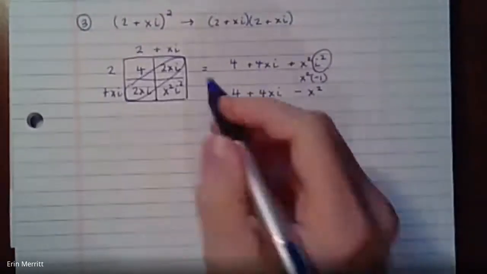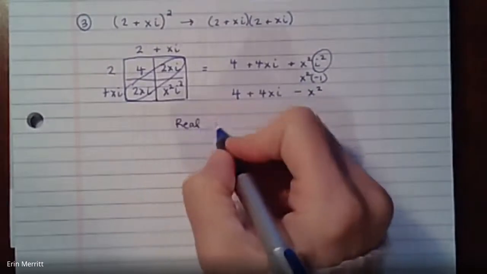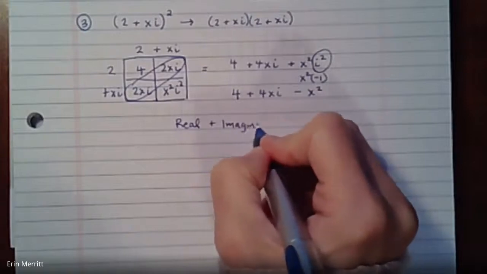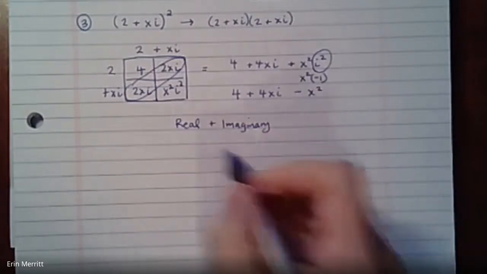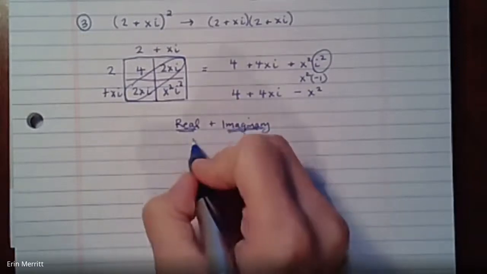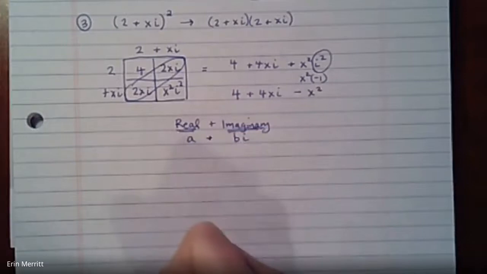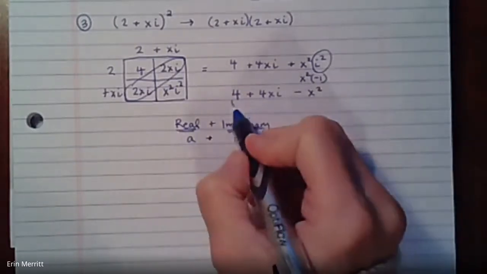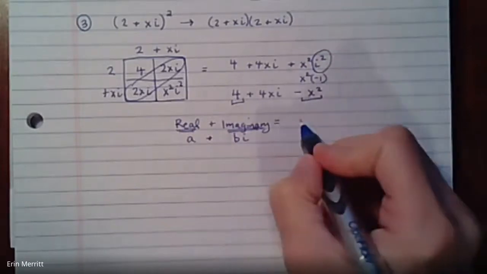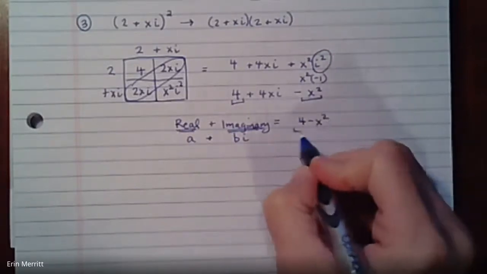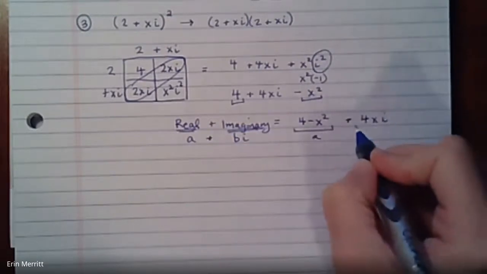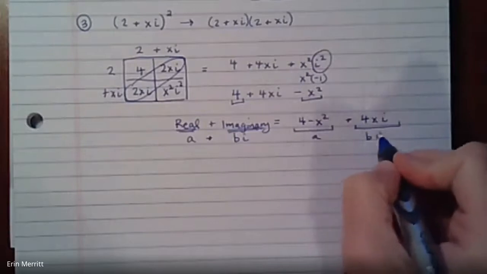Now, if I said write it in terms of real and imaginary, any part that doesn't have an i attached to it is considered the real. Any part with the i attached to it is the imaginary. So when we think a plus bi, that's what we're talking about. So here, no i is attached to those. That would be the real portion of this. So 4 minus x squared, that would be your a. And then plus 4xi, that would be your bi.